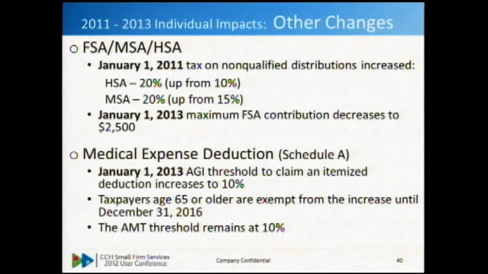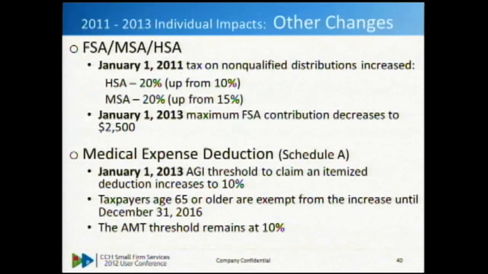We also have the tax on non-qualified distributions going up for HSAs and MSAs to 20%. Did anybody have any clients impacted by that already? Okay, something to be aware of there. And in 2013, the allowable contribution for FSAs goes down from $5,000 to $2,500. Of course, it is indexed annually after 2013, but it will go down.